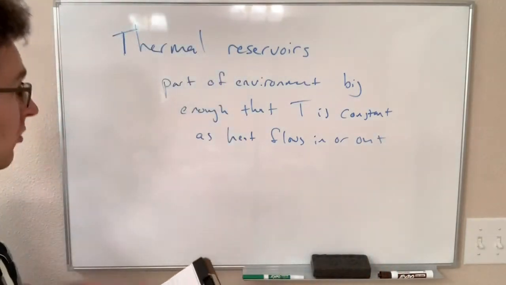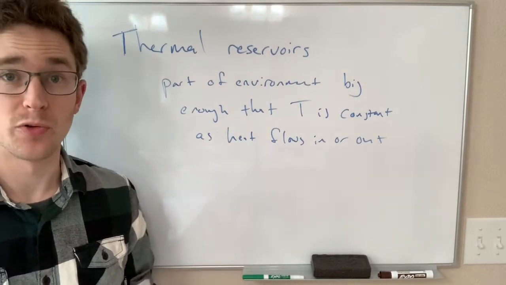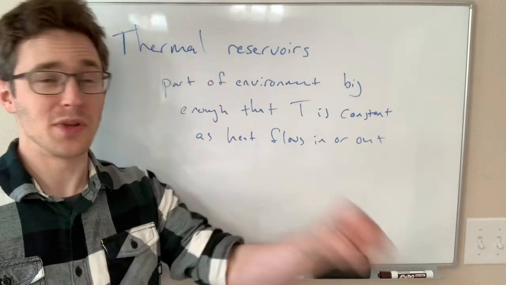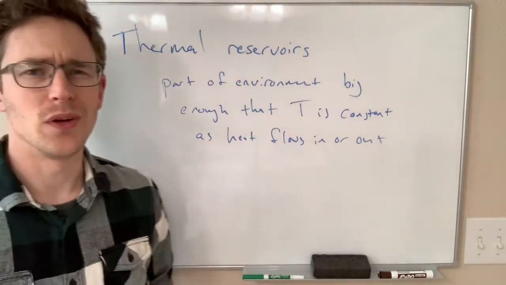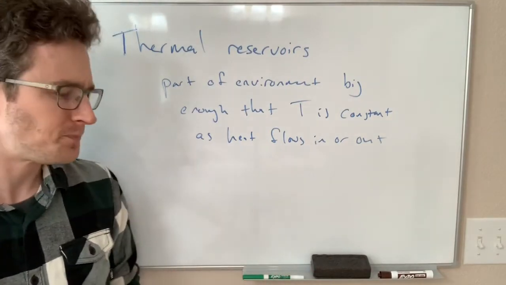So these thermal reservoirs can be hotter than our system or colder than our system. So the hot piece of metal that we put in the cold swimming pool, the swimming pool is an example of a cold reservoir. We also could imagine a beaker of ice water or something like that as a cold reservoir.